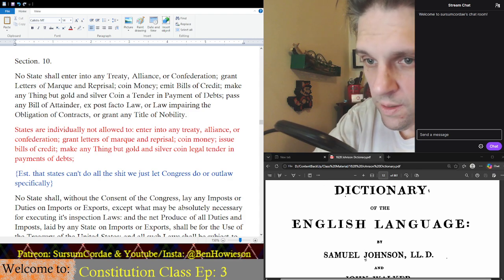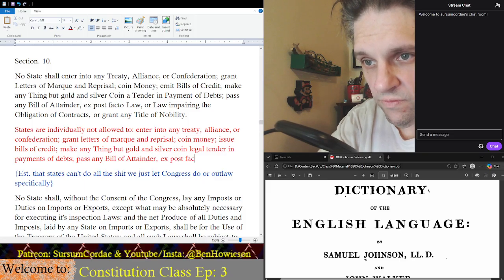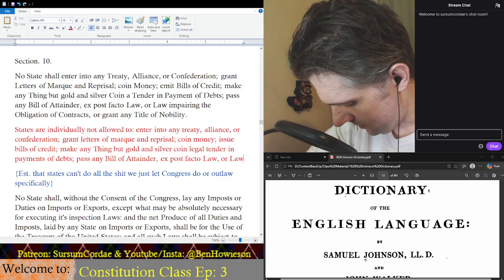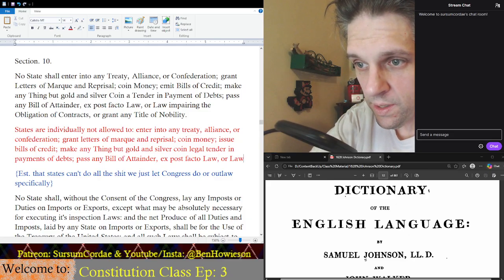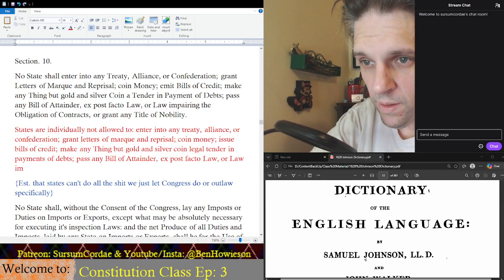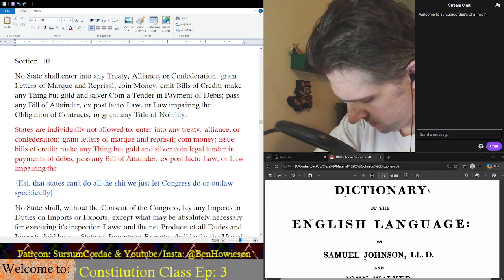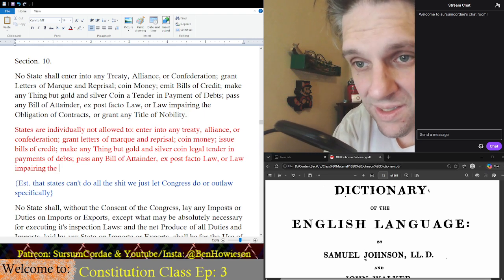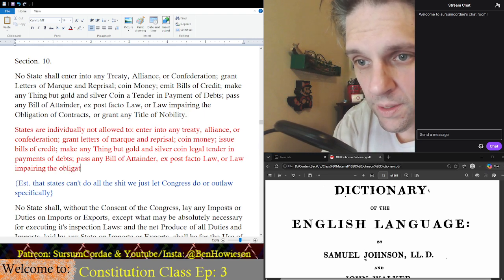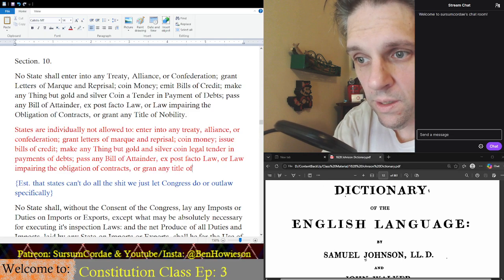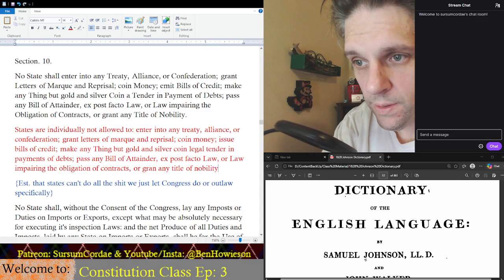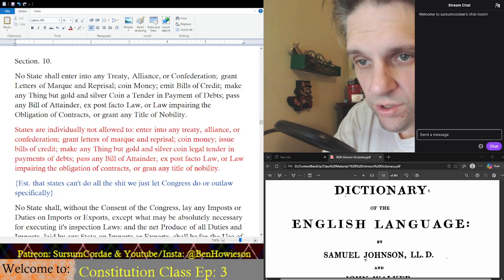And then again, bill of attainder, ex post facto law, law impairing the obligation of contracts or grant any title of nobility. Didn't really change that much in this one either.